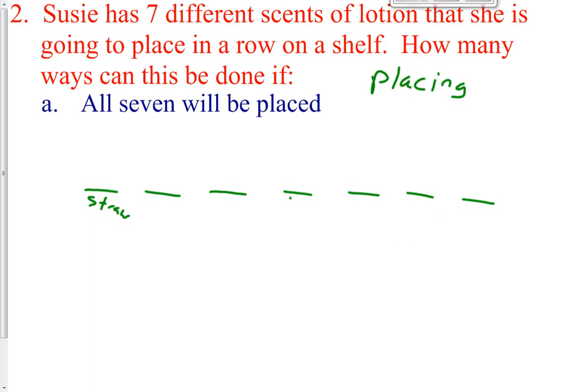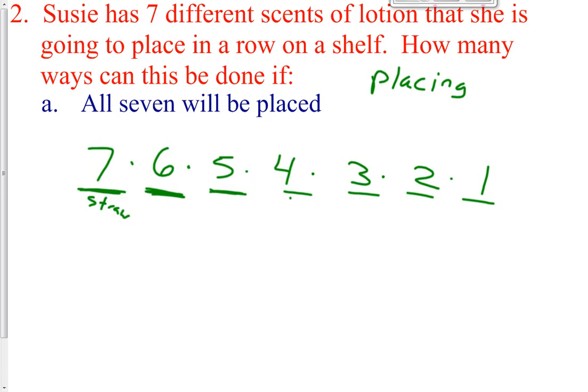So there's a couple different ways that you could solve this one. How many different possibilities of lotions could she put right here? There's 7 of them. Now in the next spot, how many different possibilities could she put in this spot? Well, after she placed one of the lotions, now there's only 6. And then in this one, there's 5 different lotions. And 4, 3, 2, 1. It's very similar now to probability. It's how many possibilities are here? 7 and 6 and then 5, 4, 3, 2, 1. What you're doing is you're multiplying all these numbers together. 7 times 6 times 5 times 4 times 3 times 2 times 1.